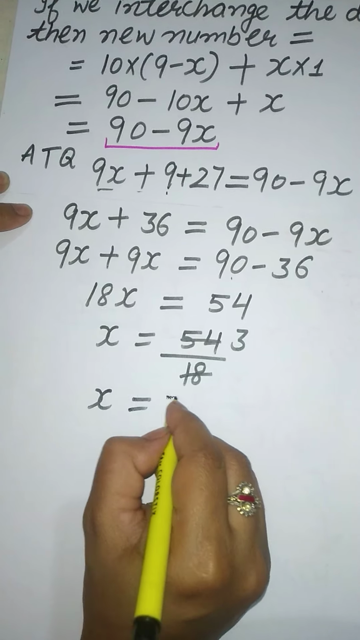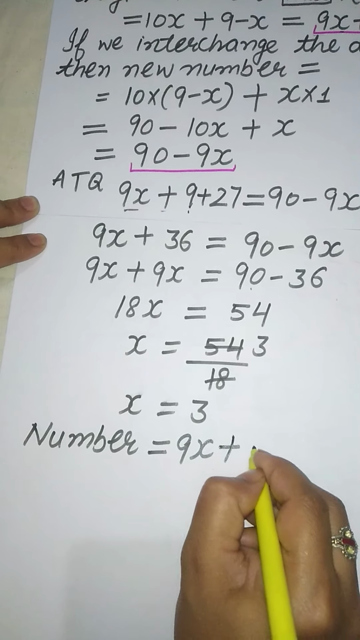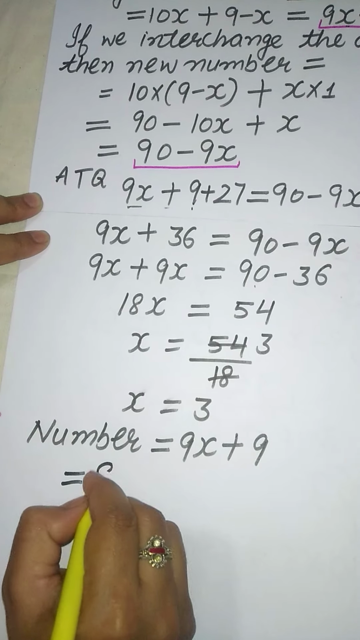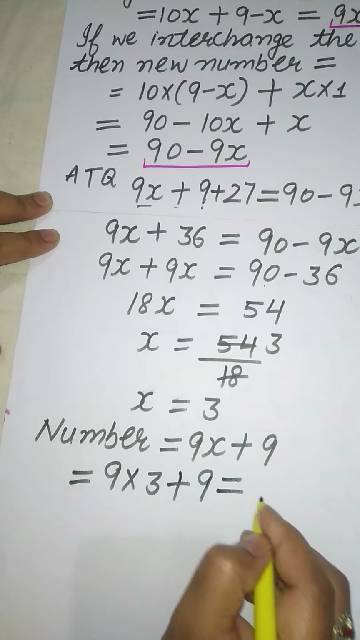As we are to find out what the two-digit number is, the original two-digit number is 9x plus 9. So we will put the value of x in the original number. So the number is equal to 9x plus 9, that is 9 multiplied by 3 plus 9. 9 threes are 27 plus 9, that is 27 plus 9 is equal to 36, which is the required number.